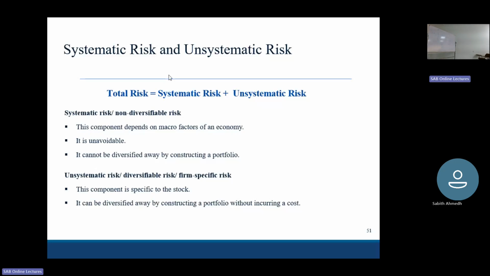So therefore, I think it is there. The systematic risk component depends on the macro factors of an economy.